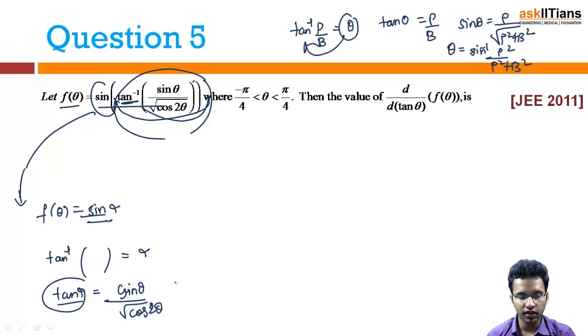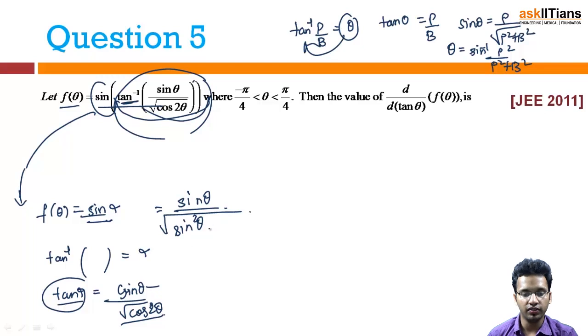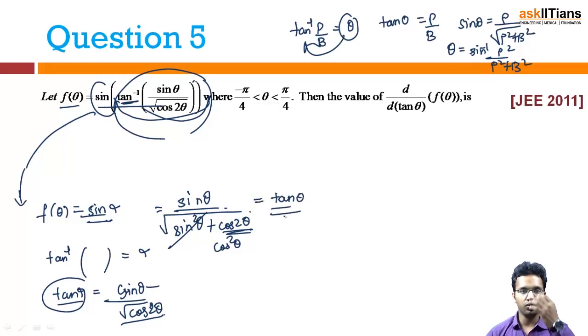So tan alpha is there, so I can calculate sine alpha. Sine alpha will be perpendicular, which is nothing but sine theta, and the denominator is under root of sine square theta plus cos 2 theta. Cos 2 theta is cos square theta minus sine square theta, in which sine square theta will get cancelled and you will end up having cos square theta, which in turn under root of that will give cos theta. So this will ultimately result in tan theta.